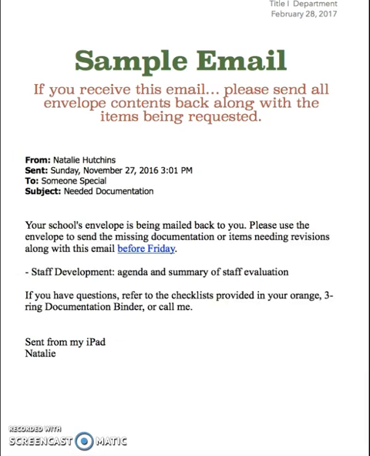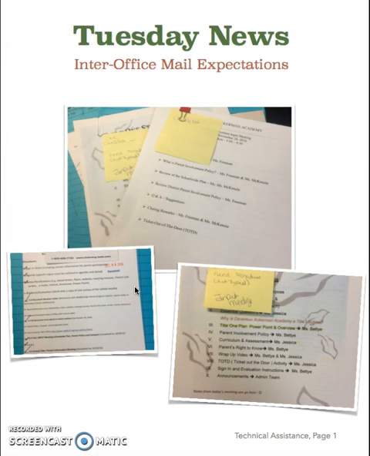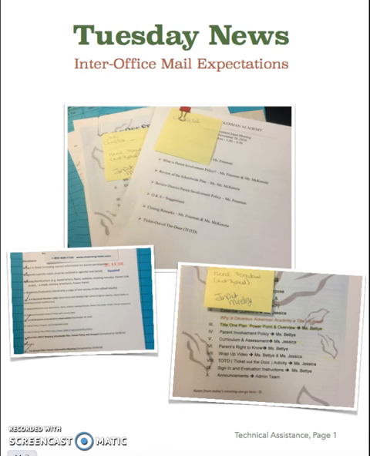Quick recap. If you receive this email, please send all envelope contents back along with the items being requested to our office by the date that we are requesting it. Take a quick look at those envelopes. Make sure your checklist is there. Make sure you're returning all of our notes and all of the documents and that you've added a couple of items that are missing, and we'll be on our way.